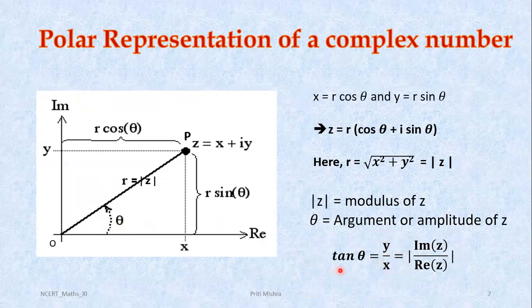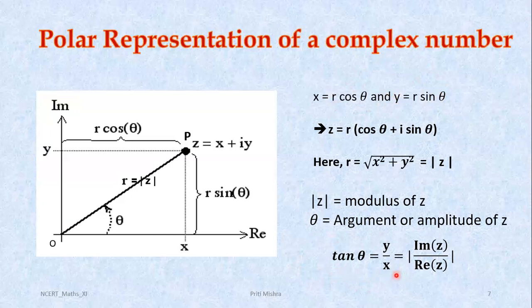And how did we get this relation? You can see here we have these two terms. Just by dividing the second term by the first term, r sin theta upon r cos theta will give us tan theta equals y upon x. So from these two relations, we develop this relation.